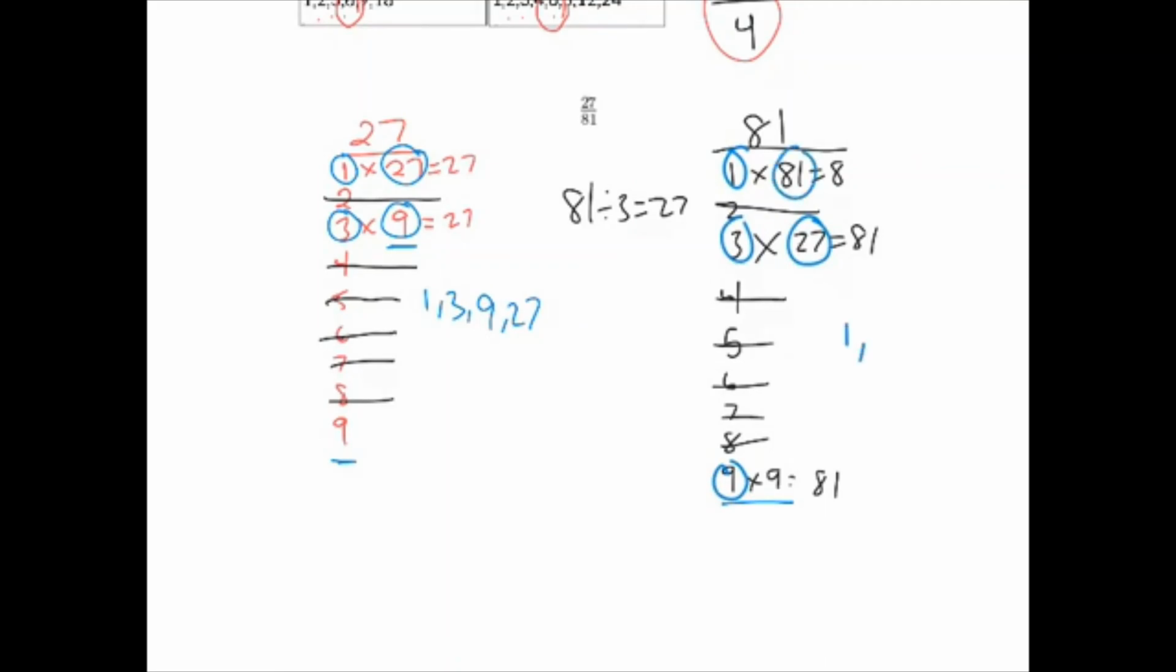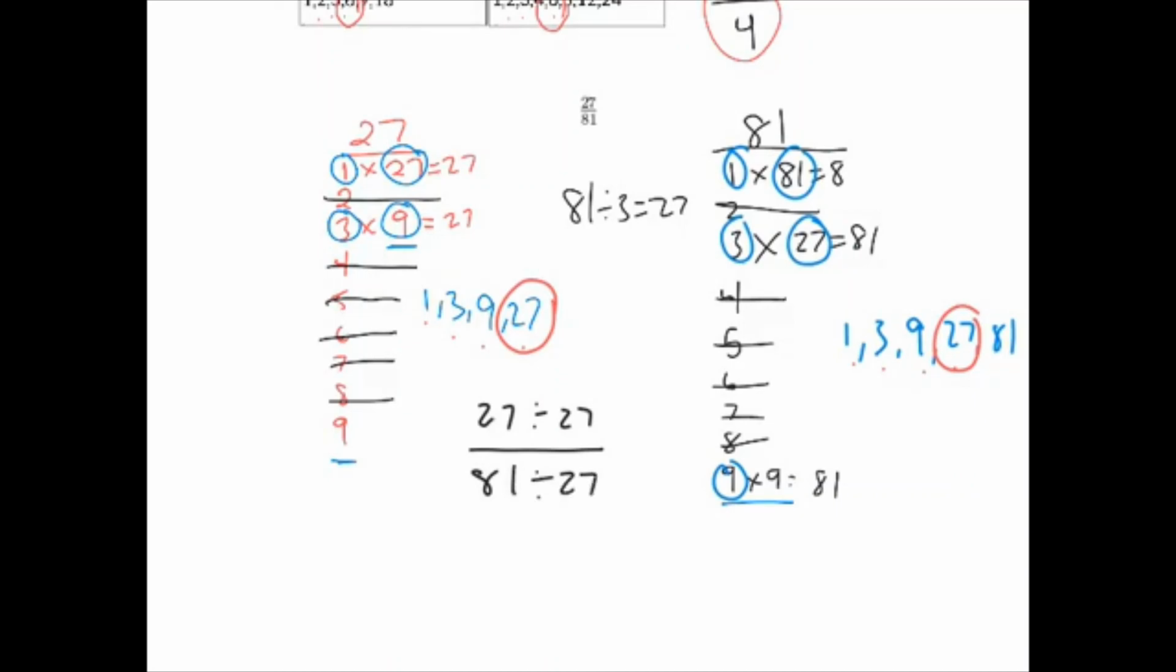So we have 1, 3, 9, 27, and 81. Okay, so now we're going to look for the greatest common factor. Both have a 1, both have 3, both have 9, and both actually have 27. So our greatest common factor is 27. So to reduce our fraction of 27 over 81, we're going to divide both the numerator and the denominator by our GCF, and our GCF again is 27.